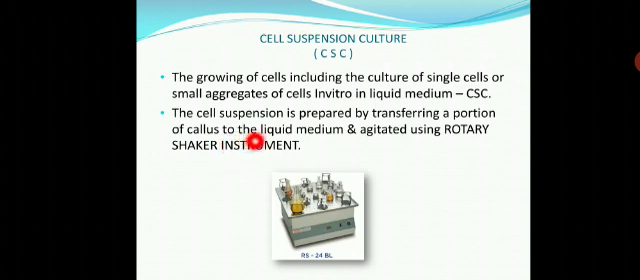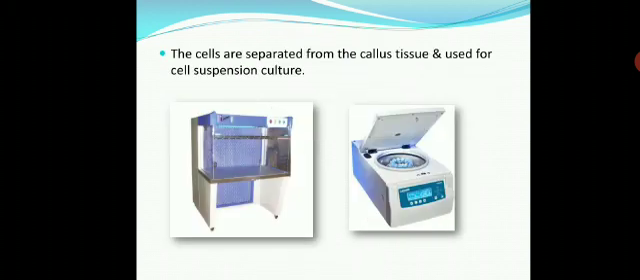Here mostly we use the cell suspension culture for the production of secondary metabolites. The production of secondary metabolites can be used in our day-to-day life for the daily activity of humans, especially the cells are separated from the callus tissue and used for cell suspension culture.